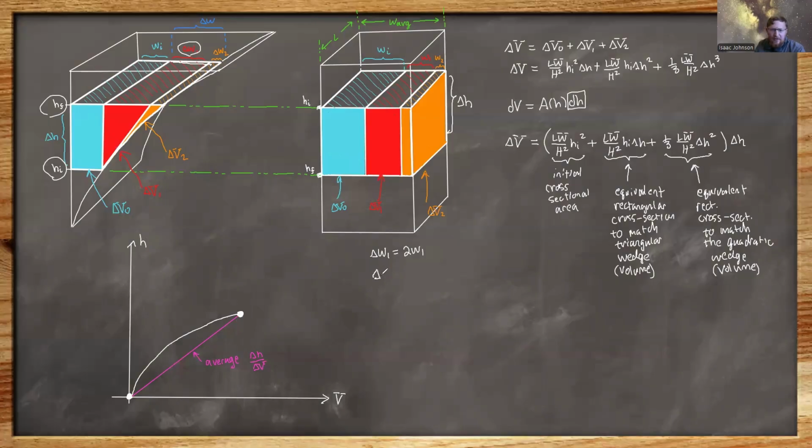Then what about for delta W2? Is it going to be 3 times? I think that's a good guess. I'm curious though, because with the triangle, it was nice and straight up and down. But with the quadratic bit, it's kind of at an angle. So that might be an interesting one to dive into.